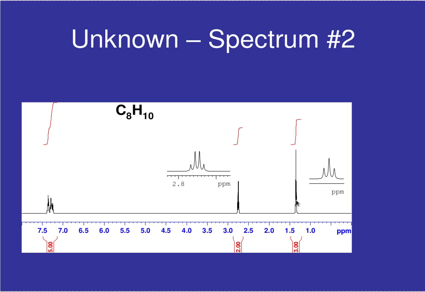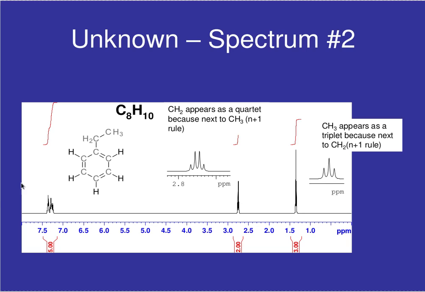And so we can immediately see that these two signals belong to groups that are attached to each other, that are neighboring. So from the splitting, we know the connectivity in the molecule. We know there's a CH3, CH2. We know there's an ethyl group from this triplet quartet that we see. And so this is the compound that we have.